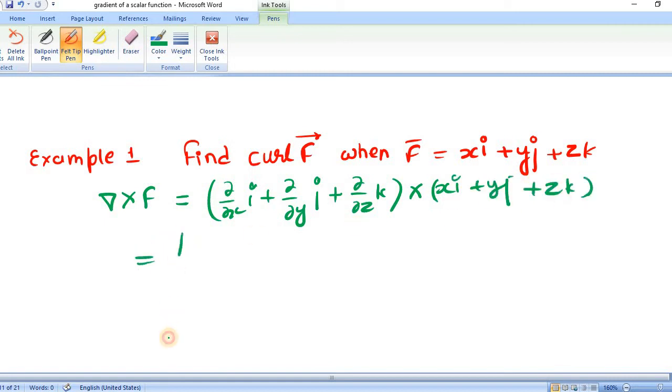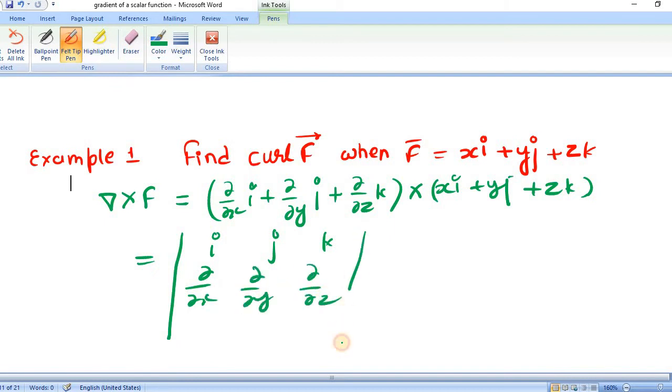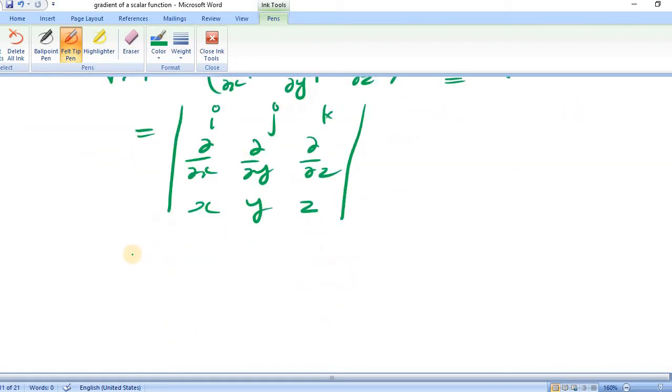So we will solve it. We will have the determinant. This is i, j and k, del upon del x, del upon del y, and del upon del z. In the third row, we will mention the coefficients of the vectors. So this is x, this is y, and this is z. We can simply evaluate this determinant by the expansion we have already done in the solution, and we saw that this is equal to 0. So here curl of f is equal to 0. If you want to see the solution, you can go back and see the starting of the video.